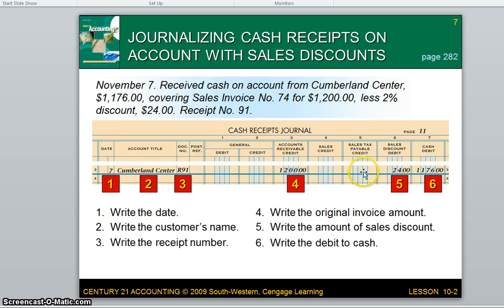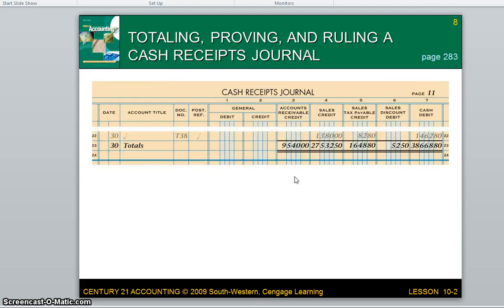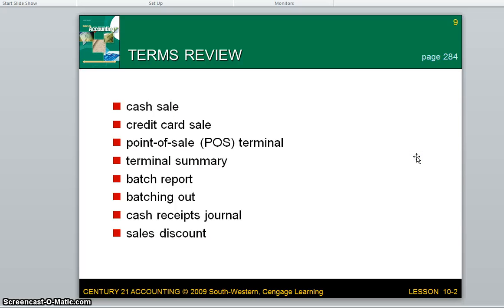This credit must equal these two debits. So if we add these two numbers together, they equal the accounts receivable debit. When we're at the end of the month, we total up the columns. We put the last date of the month, the word totals, and add up all the columns. And again, to check it, we're going to do a proof to make sure our debits and our credits equal. A lot of new terms to look at in the notes. Please make sure you look at these notes and these terms and understand their meanings.